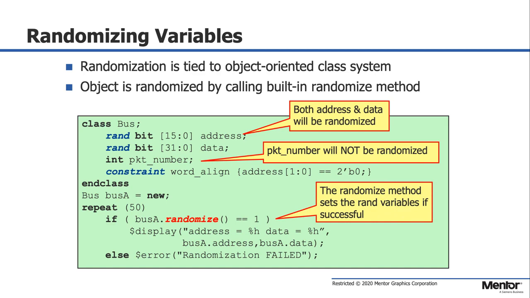And the randomize method will return true if it found a solution, and it returns false if it doesn't find a solution. So one thing to remember is that you should always test the result of the randomize method. And there may be a variety of reasons why you might want to change your course of stimulus based on the randomization not succeeding.